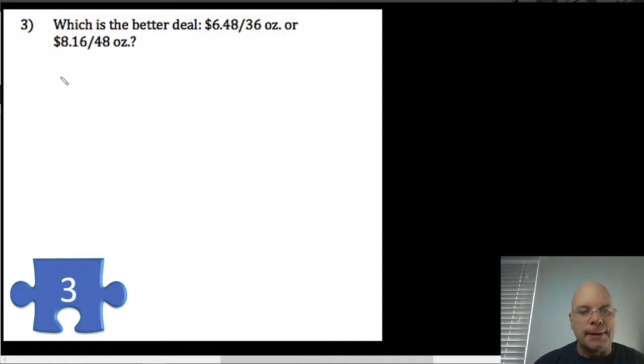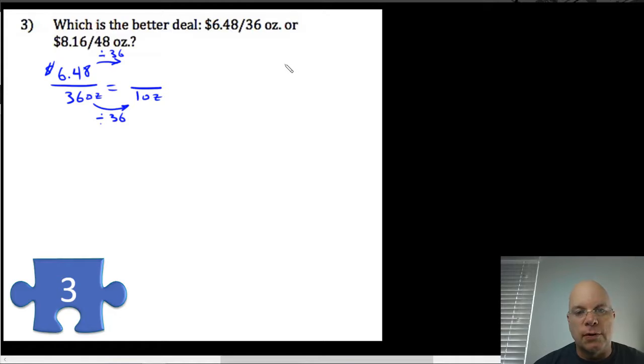Just to show you that it's no different from the other problems we've done, $6.48 per 36 ounces. We want to know how much for 1 ounce, and so we divide by 36 here. Divide this cost by 36, and you'll get the cost per ounce. But we could have just taken the money and divided by 36. If you just divide the numerator by the denominator, it will always give you the unit rate.